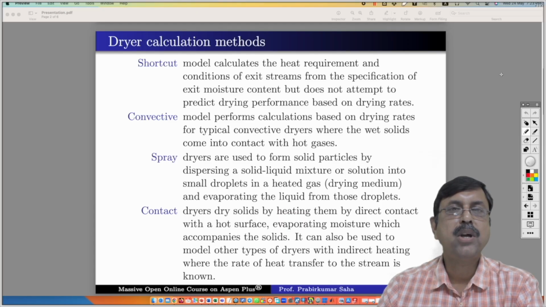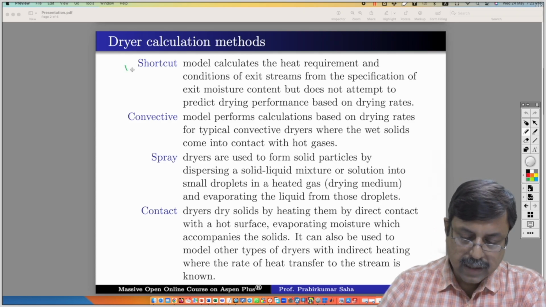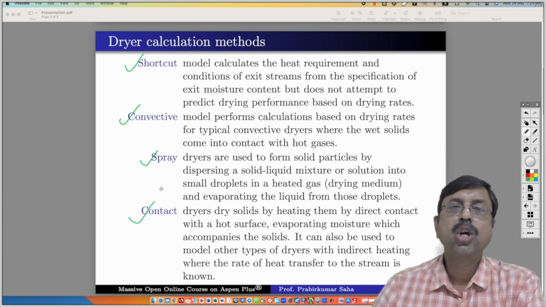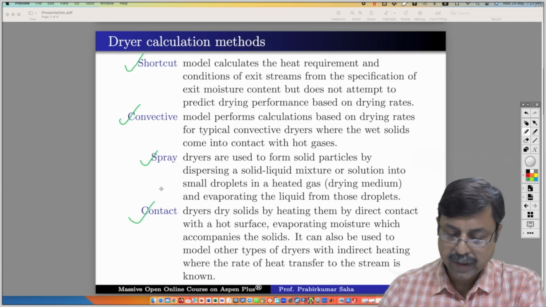The dryer can be of many types, but in Aspen Plus software, mainly there are 4 types of dryer calculations, namely the shortcut method, convective dryer model, spray dryer model, and contact dryer model.